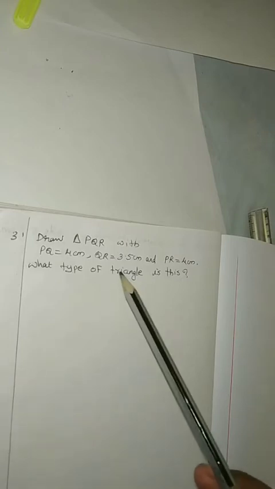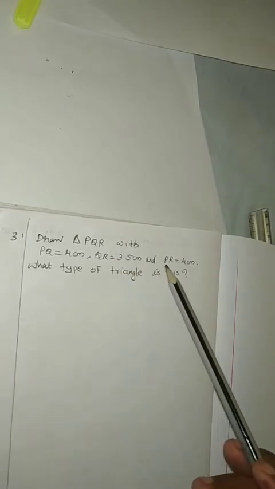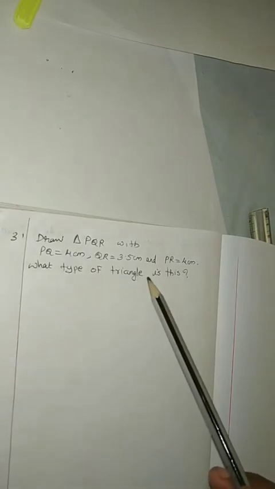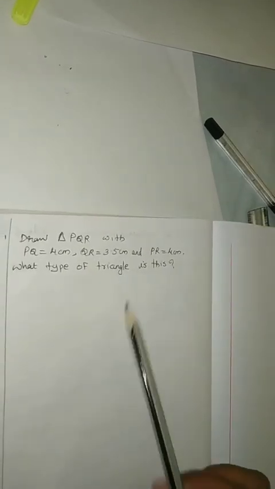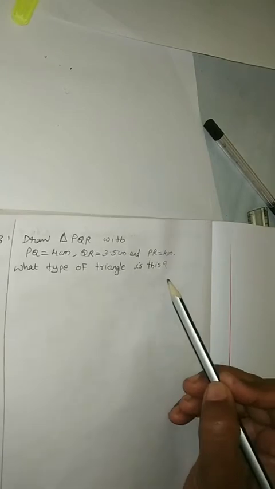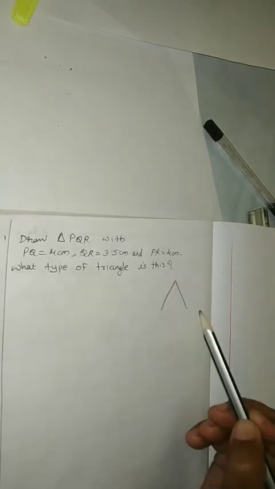Now the third question: draw triangle PQR with PQ equal to 4 cm, QR equal to 3.5 cm and PR equal to 4 cm. What type of triangle is this? It may be an equilateral triangle or scalene or isosceles triangle. We have to know the specialties of each triangle. Now we can draw the rough diagram of this triangle PQR.